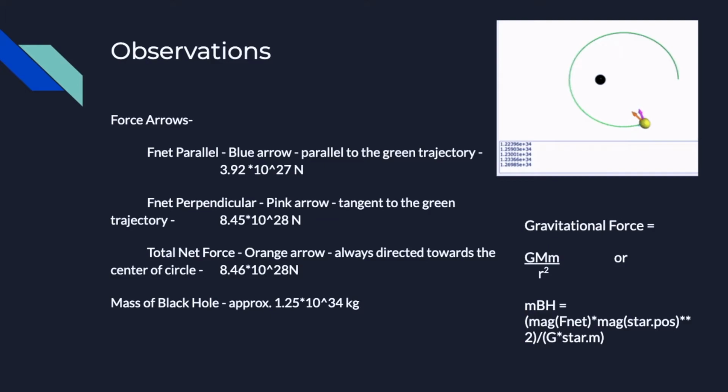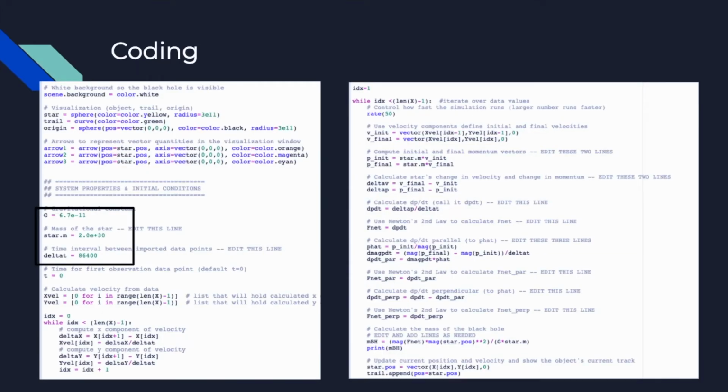And then the total net force is the cumulative combination of the pink force and the blue force. And it's always pointed towards the black hole. And again, that is because of the changes in forces that we see in the blue arrow and the pink arrow. The approximate mass of the black hole is around 1.2 times 10 to the 34th kilograms. And we see that the gravitational force is our standard gravitational force and also the code version of it too.